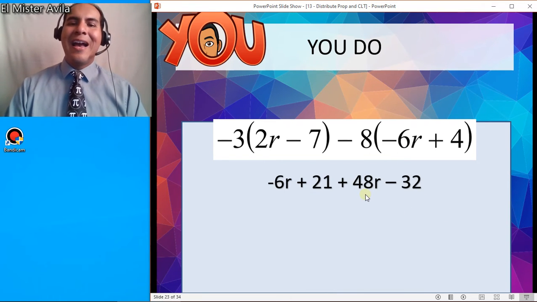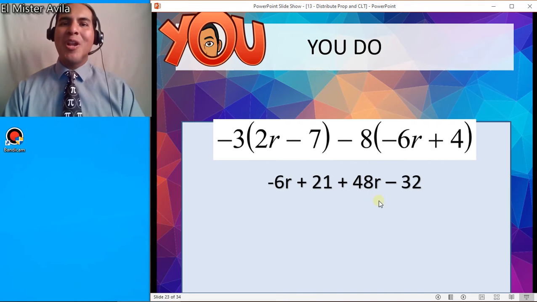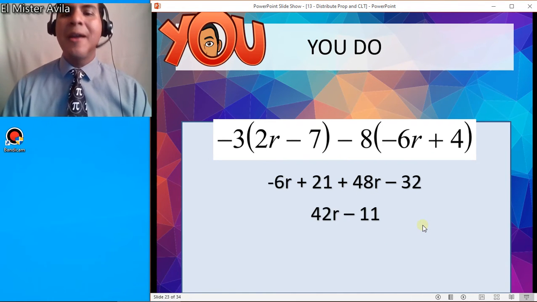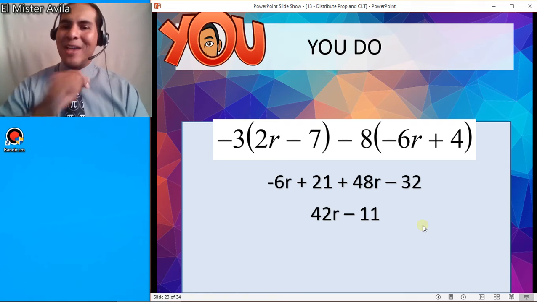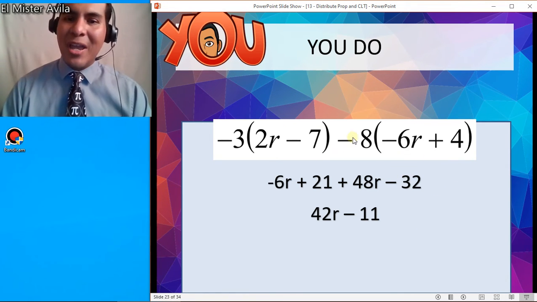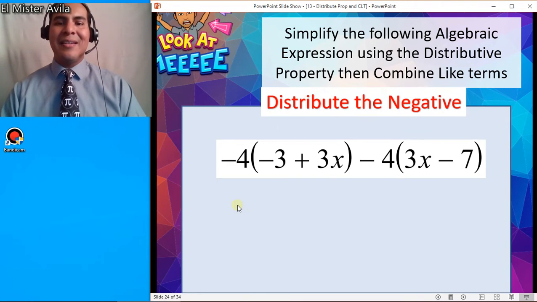Answer. Negative 6r plus 21r plus 48r minus 32 is what you get when you distribute, the distributive step. Combining like terms, we end up with 42r minus 11. Congratulations if you got 42r minus 11. If not, please ask for help. It's okay. This is not necessarily easy.